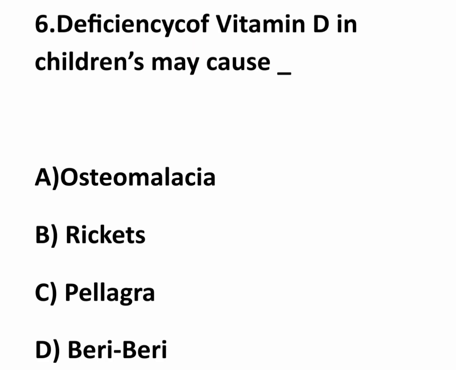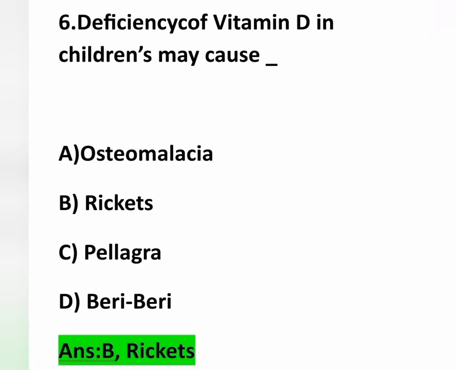And the next question, deficiency of vitamin D in children may cause. Options are: option A osteomalacia, option B rickets, option C pellagra, option D beriberi. Deficiency of vitamin D in children may cause rickets, and in adults it causes osteomalacia. So here the answer is option B.